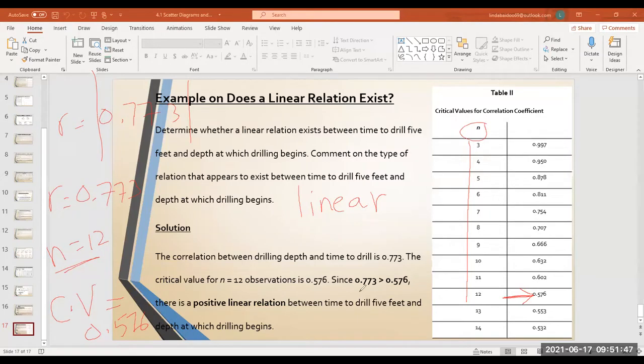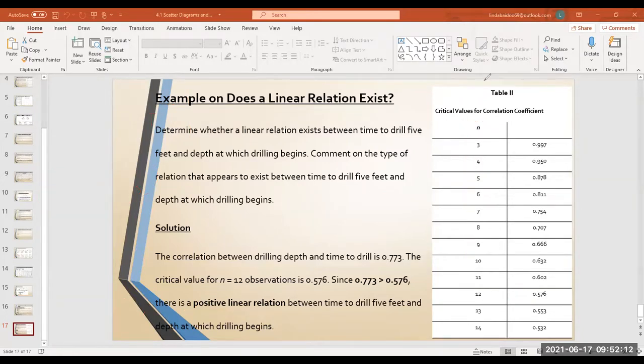So since this is our R and is greater than the critical value, there is a positive linear relation between the two. And why did I use the word positive? I used positive because our R was positive. The critical value tells you whether there is a linear relation or not, because remember that some of the scatter diagrams that we drew did not have any linear relation. Now this is telling us that there is a linear relation.